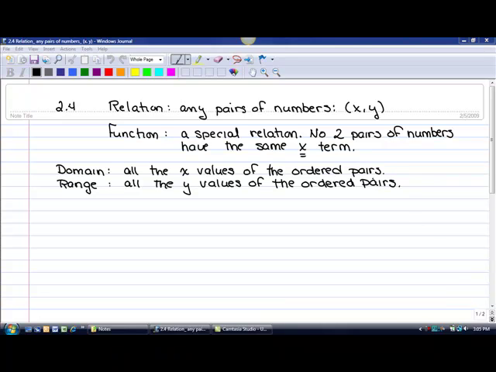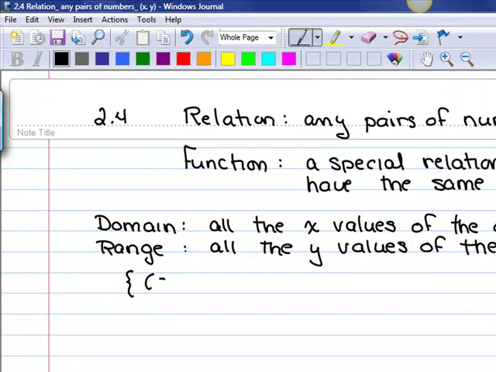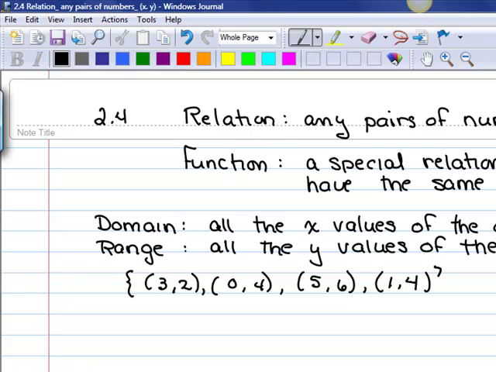Now we refer to x values as the domain of the ordered pairs, and the y values are the range. As an example, we can write it up as a set of ordered pairs. For example, the set (3, 2), (0, 4), (5, 6), and (1, 4), just as an example.